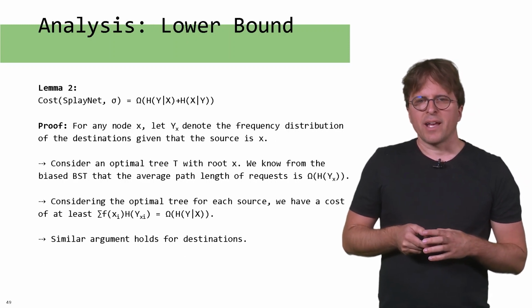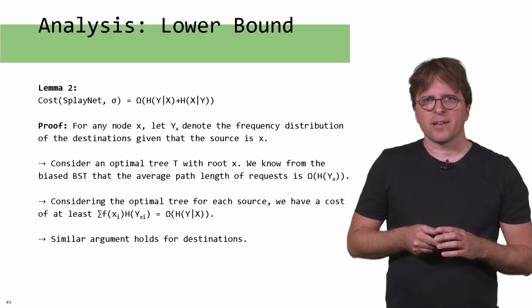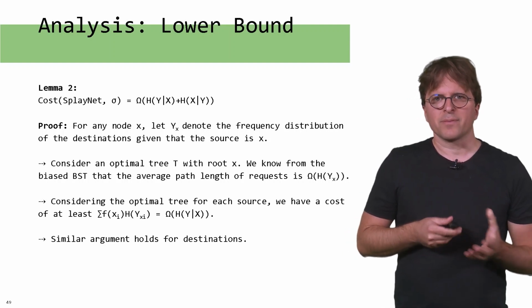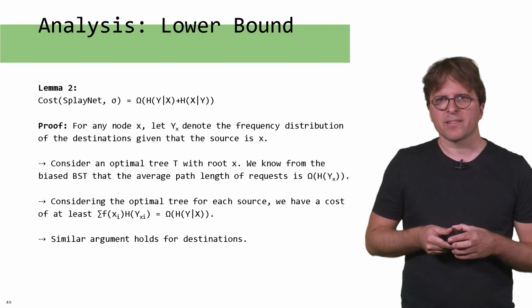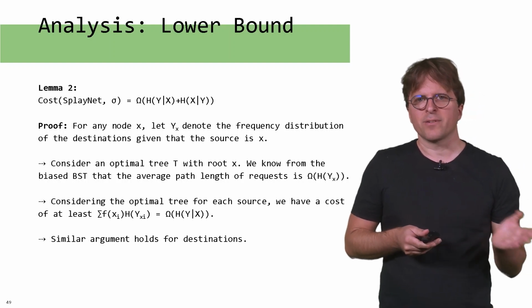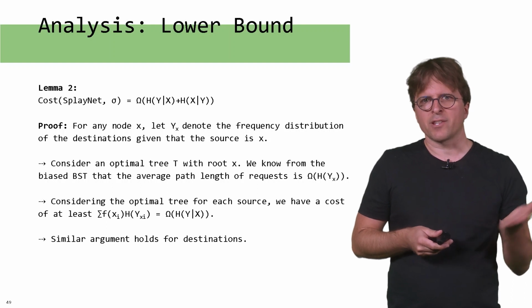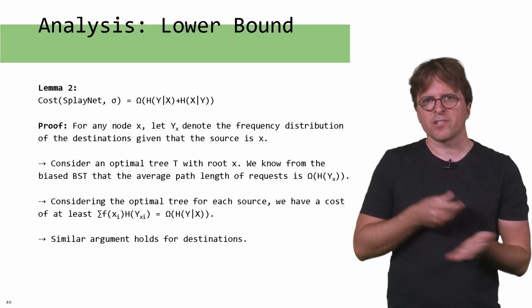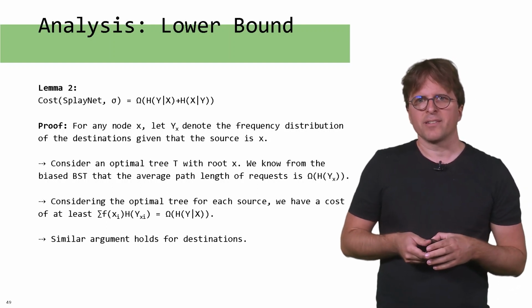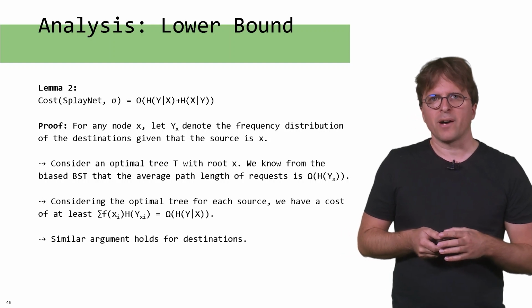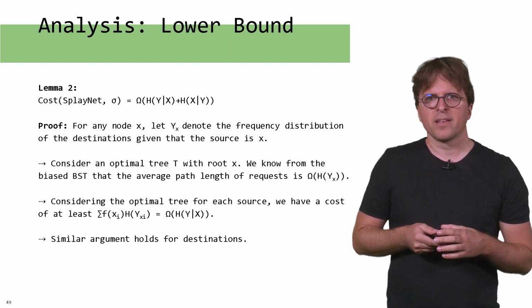So how good is that bound? We can also show that the cost is at least the conditional entropy. So given the destinations, what's the entropy of the sources given the destinations, plus the other way around. So that will be a lower bound for the cost of the SplayNet.